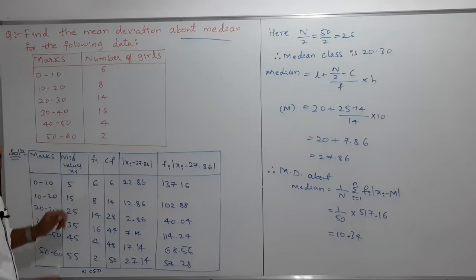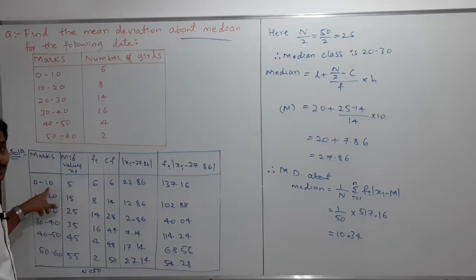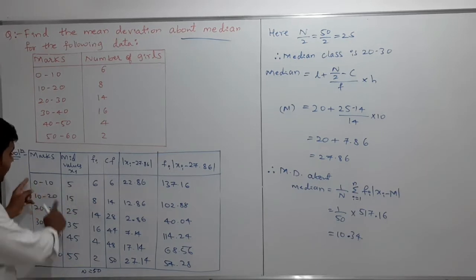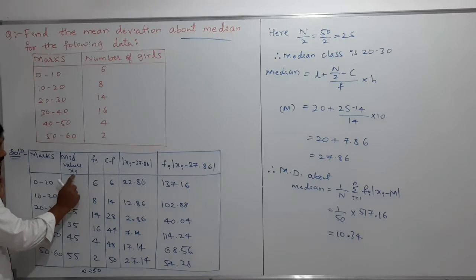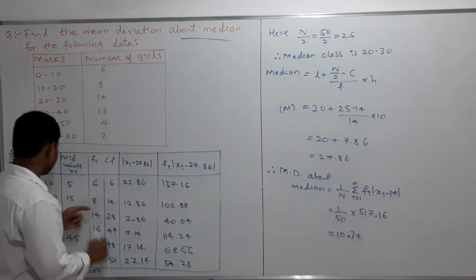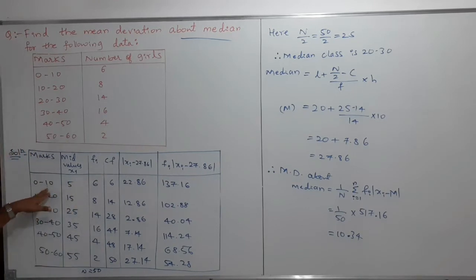Then calculate the mid values. How to calculate the mid values? For 0 to 10, 10 plus 0 divided by 2; for 10 to 20, 10 plus 20 divided by 2. This will give you the mid values. First calculate the xi we require in the formula. Therefore I am calculating the mid values. You should calculate the middle value. So xi, that will give you.